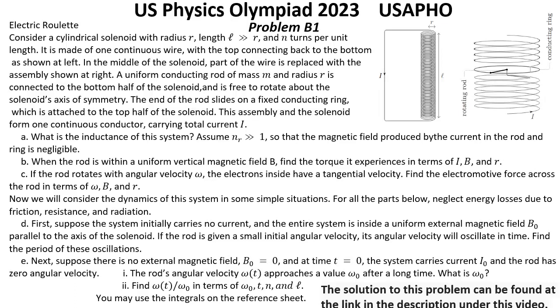Part B. When the rod is within a uniform vertical magnetic field B, find the torque it experiences in terms of I, B, and R. Part C. If the rod rotates with the angular velocity omega, the electrons inside have a tangential velocity. Find the electromotive force across the rod in terms of omega, B, and R.